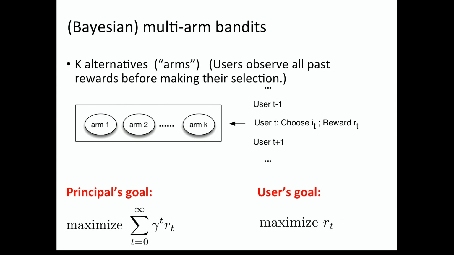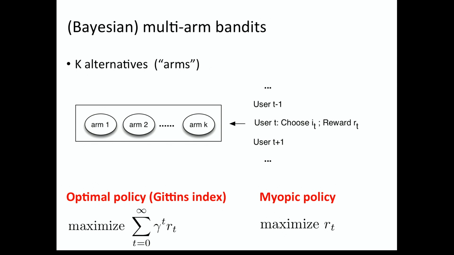And the assumption here is that the user just wants to maximize their reward right now, whereas the principal wants to maximize the long-term reward. So here I've written it as discounted rewards, where gamma is a discount factor. So they want the system to operate as best as possible in the long run. So there's this trade-off between the user who wants to use a myopic policy and the principal that wants to use an optimal policy, that in this case is the Gittins index policy that Kamesh mentioned.